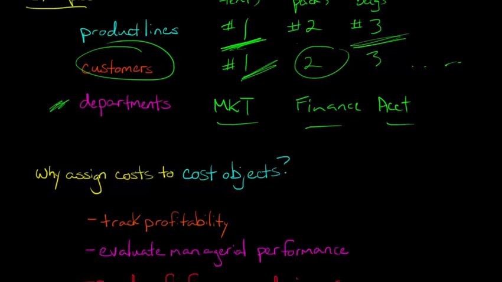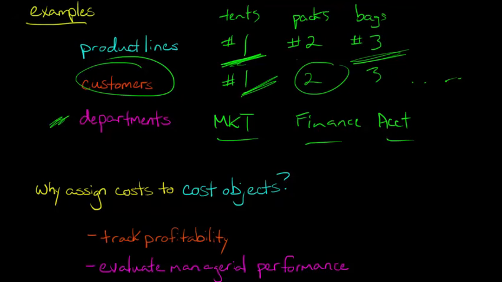But beyond just thinking about profitability, we can take that a step further and evaluate the performance of the managers. Now that we've tracked the profitability of each product line, or we can look at the costs of the departments, we can go and say, okay, is the manager of the finance department, or the manager of the product line for sleeping bags, doing a good job? We can look and see how they're doing with the costs. Are they having all kinds of unexpected costs coming up? Maybe they're spending too much.